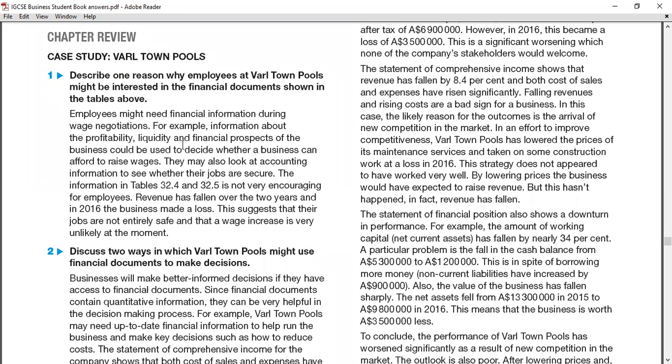And in the application part, they say in this case they can see information from these tables that these are not very encouraging. Revenue has fallen over the 2 years, and in 2016 the business made a loss. This is the actual application, where you can see the business context in the middle of the answer. And then at the end of the answer, they say as a result, this will not be a good time to go for a wage negotiation. And also the jobs are not entirely safe, because if the business is making losses, it means the jobs are also not safe.